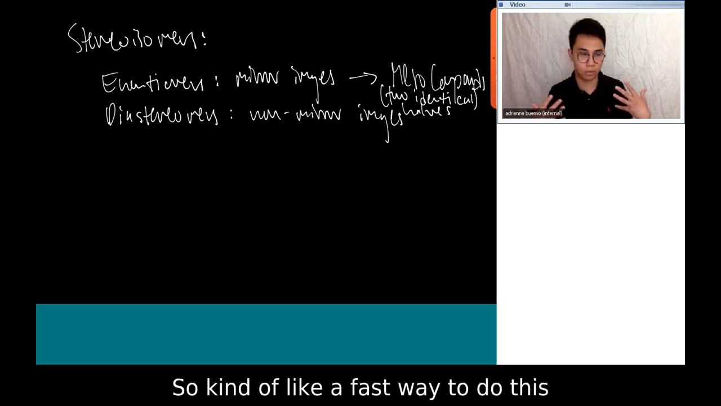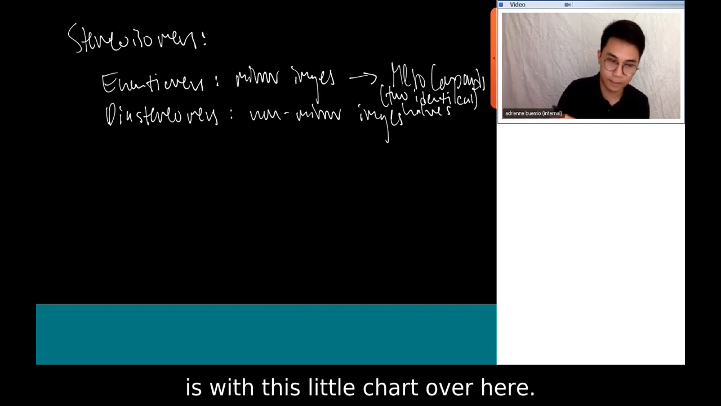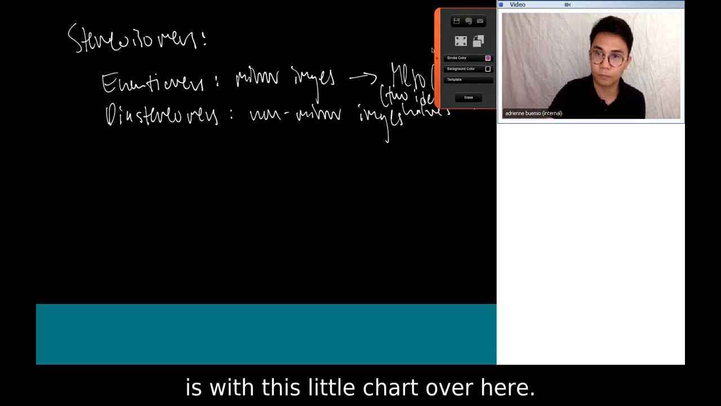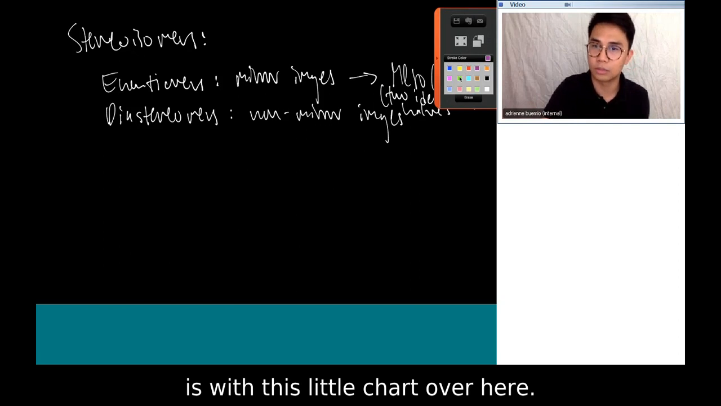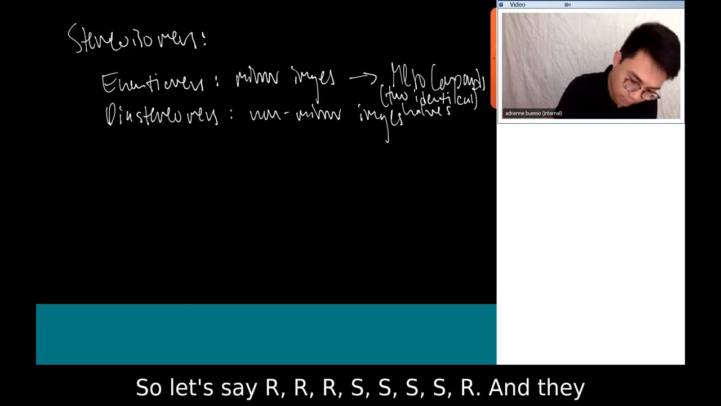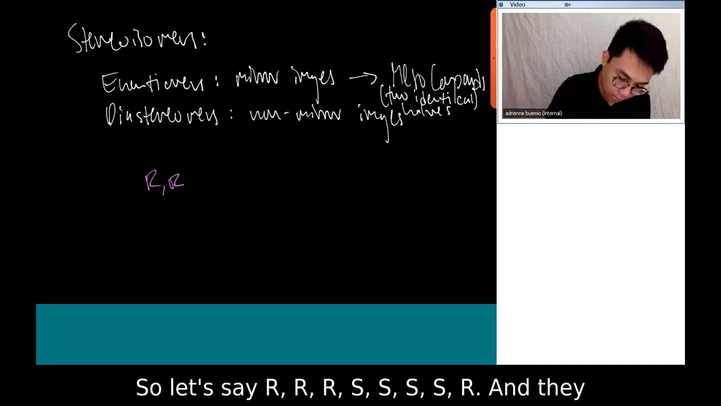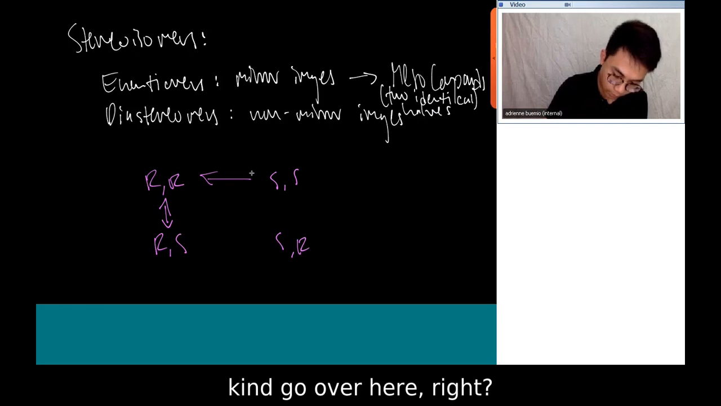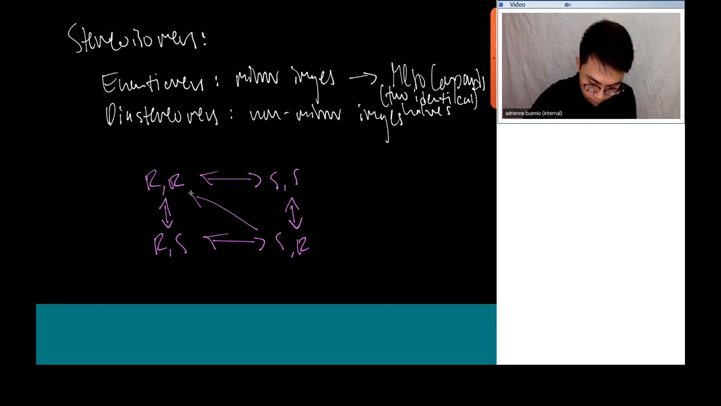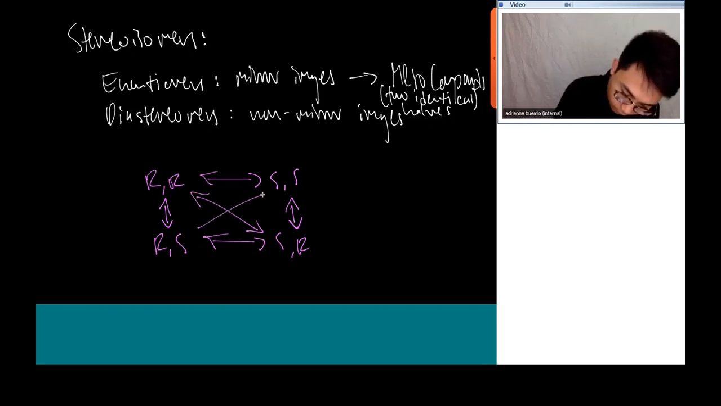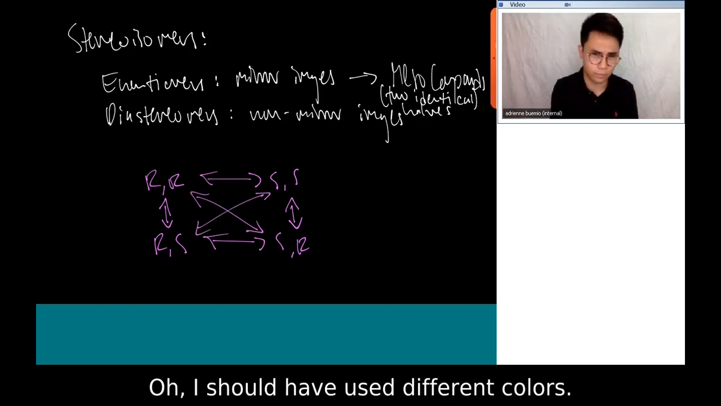And now just a better way, or I guess a faster way, because sometimes you'll have a big molecule. So a fast way to do this is with this little chart over here. So let's say R, R, S, S, S, S, R. And they kind of go over here, right? Oh, I should have used different colors.